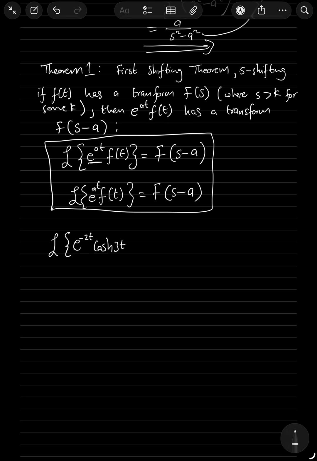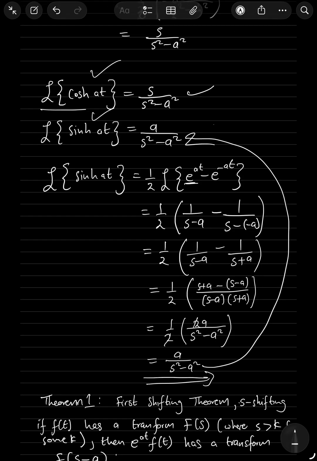Cos 3t. Okay, this is kinda okay. So let's look at this one. So this is the f of t, right? And then this is the exponential, isn't it? So basically, we know the Laplace transform of cos 3t using this is going to be what?